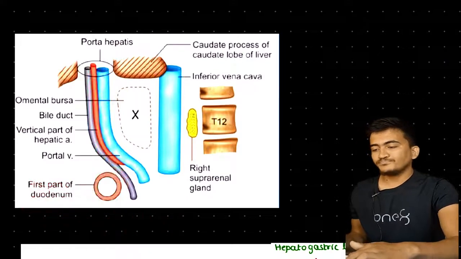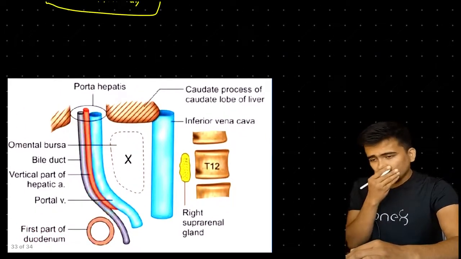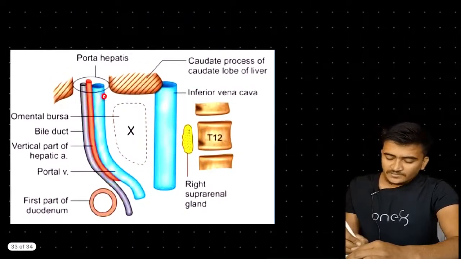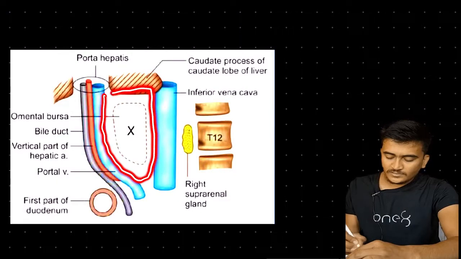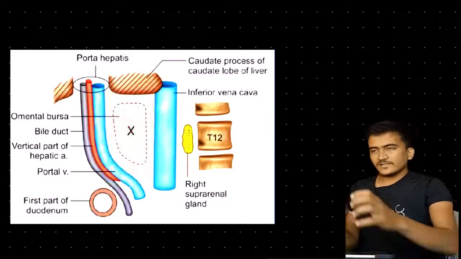Okay, now if you look carefully, what we can see here is this structure, which is all our lesser sac. And the lesser sac consists of what?